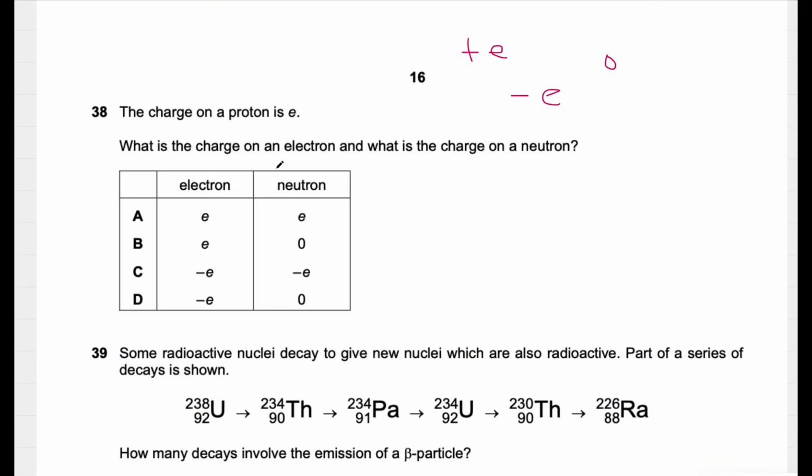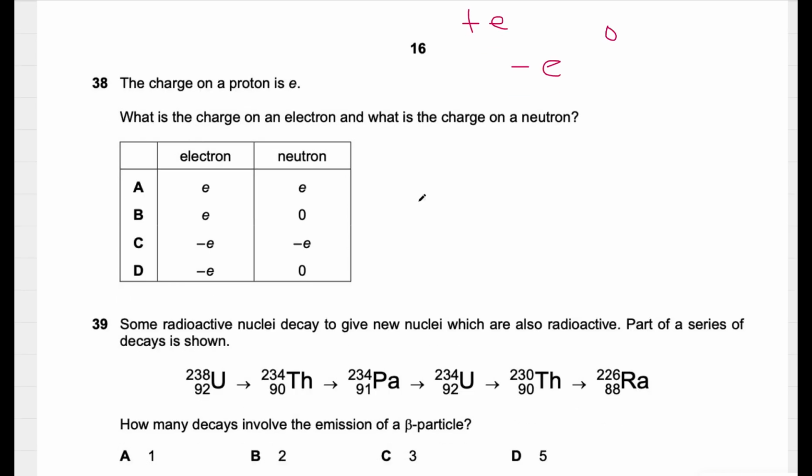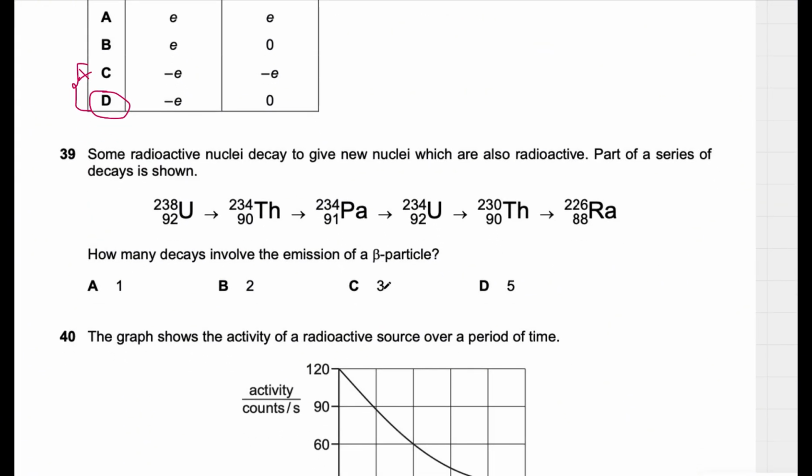Now, you say, what is the charge on the electron, and what is the charge on neutron? Electron will be minus, so we go to the ones that have minus, this C and D. Electron is minus, neutron is not minus, so C is wrong. D is 0 for neutron. So D is the correct answer. Now we go to 39.